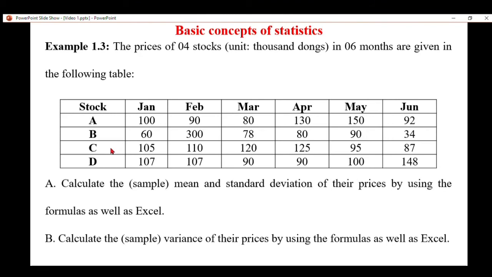Now we do another example. We have 4 stocks A, B, C, and D, and the prices are given in the table. The unit of the stock price is $1,000. And question A. Calculate the sample mean and standard deviation of the prices by using the formulas as well as Excel. And question B. Calculate the sample variance of their prices by using the formulas as well as Excel.